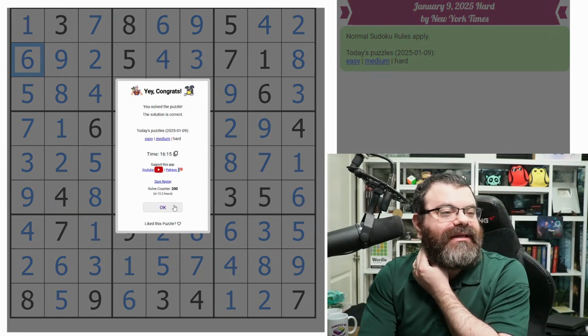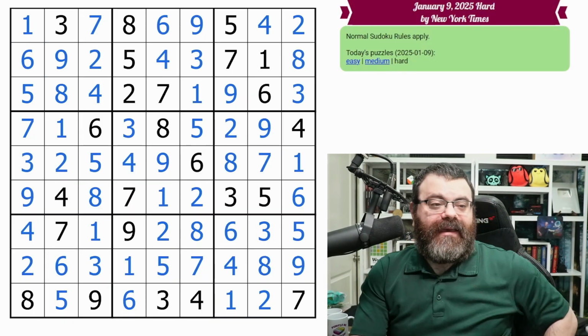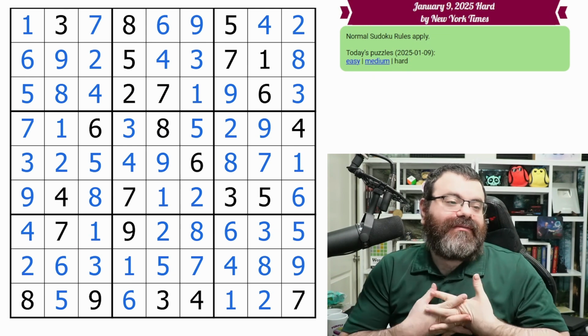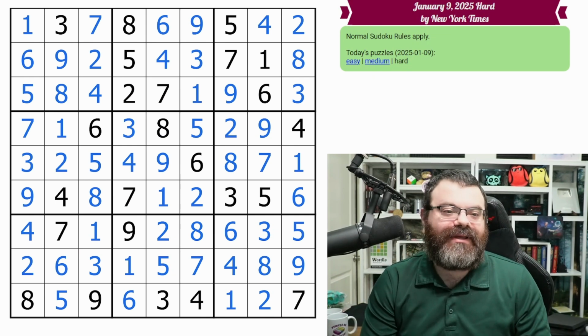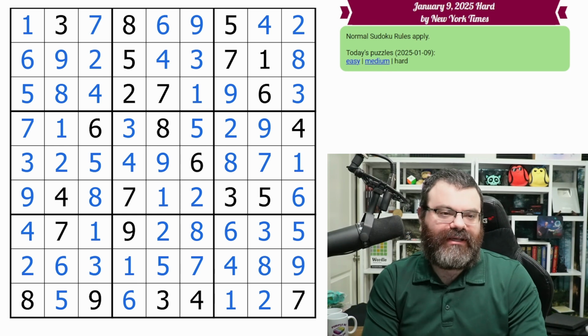All right, really neat puzzle today. I'm solved number 200. I've been doing these late. I'm sorry about that. I like to publish these as early as I can, but I've been having to do these in the morning instead of at night.